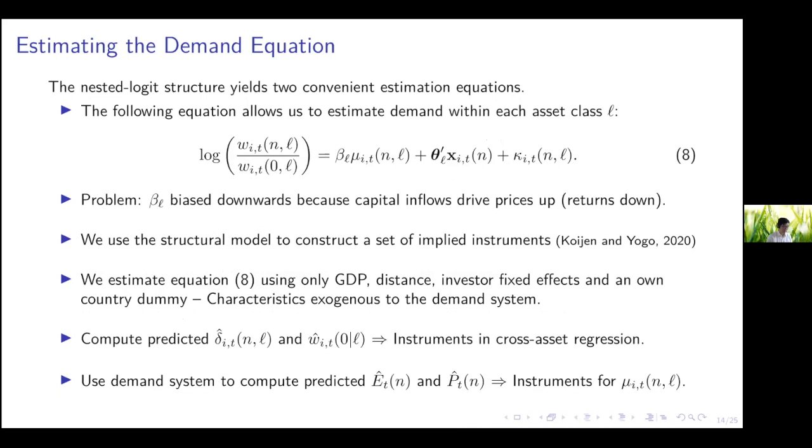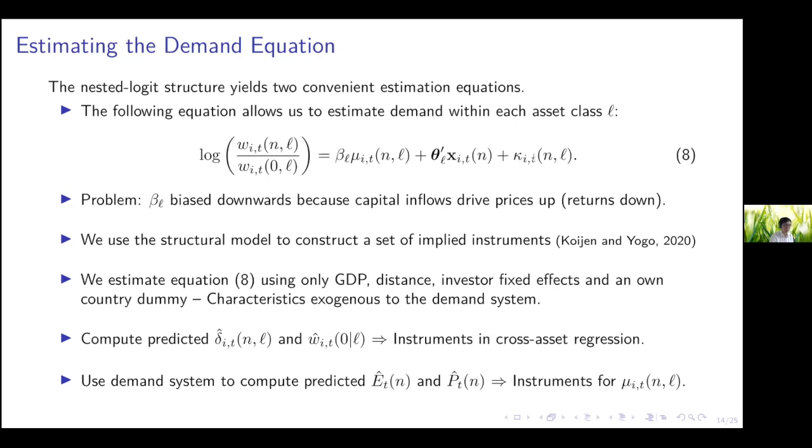Okay, now we get to estimation. This nested logit structure is really useful because it yields two convenient estimation equations. The following equation is what's going to allow us to estimate demand within each asset class. You can see that it's the log ratio of the weight that investor i puts into country n, divided by the weight she invests in the outside asset. It is a linear function of the expected return she expects to receive for investing, plus a linear function of the characteristics of the asset, as well as kappa, this latent demand term.